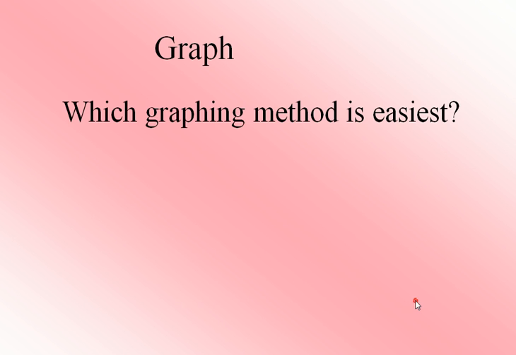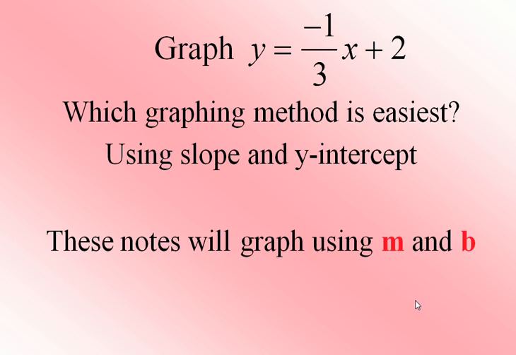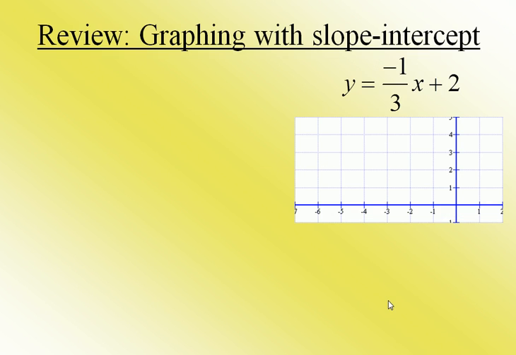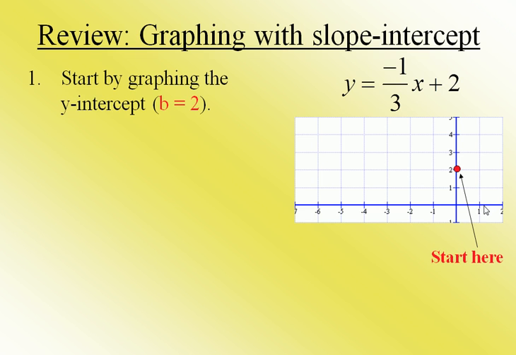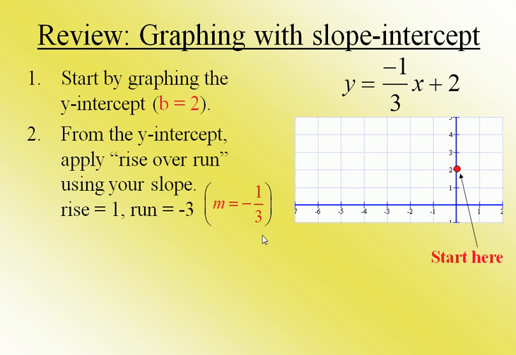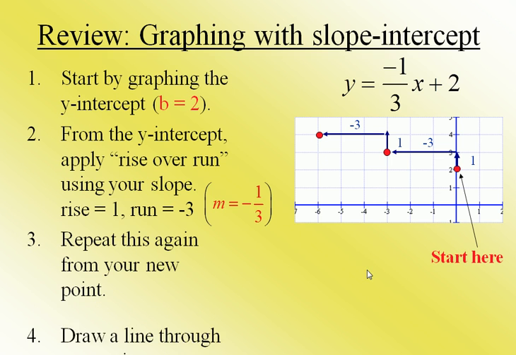Okay, so which graphing method is easiest? Well, when you're given this equation, it is easiest to use slope-intercept because that's what it's in. So first we'd plot our y-intercept and then apply our slope from that point. Our slope is negative 1/3, our y-intercept is 2, so when we go to graph it, we'd plot the 2 and then count our slope, rise over run. Since it's negative 1/3, you can go down and right 3, or you can go up and left 3, either way. And then we can repeat again if you'd like more points.